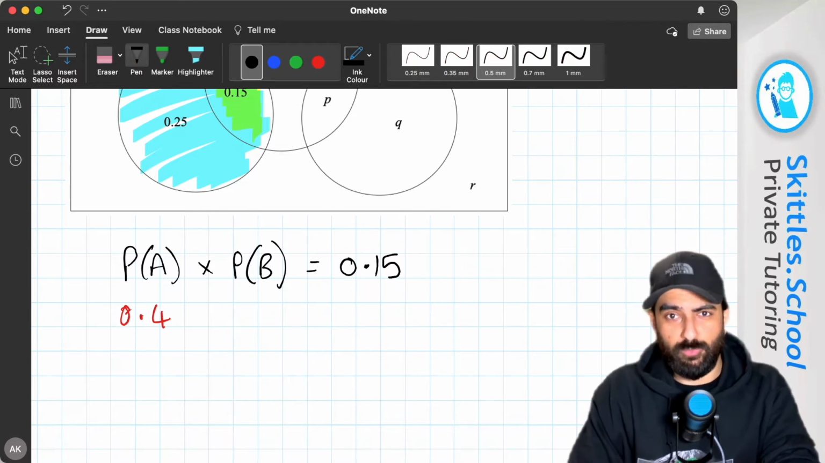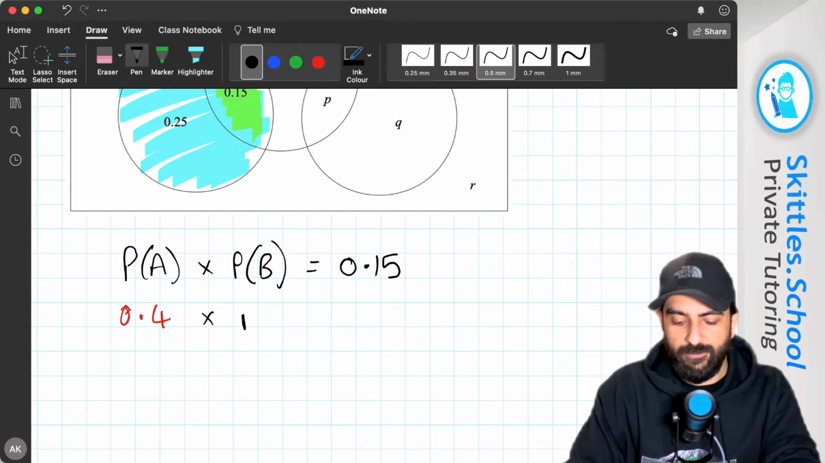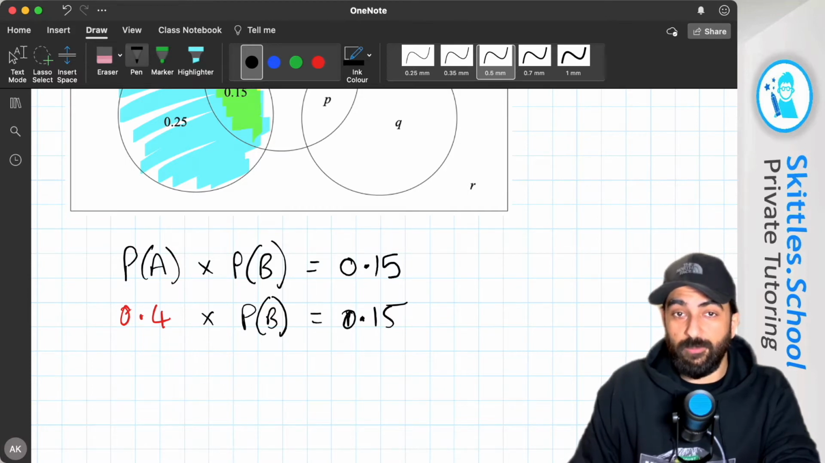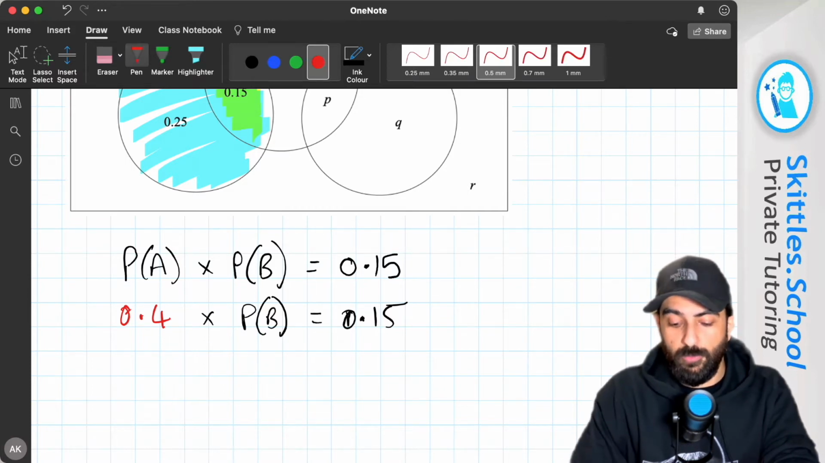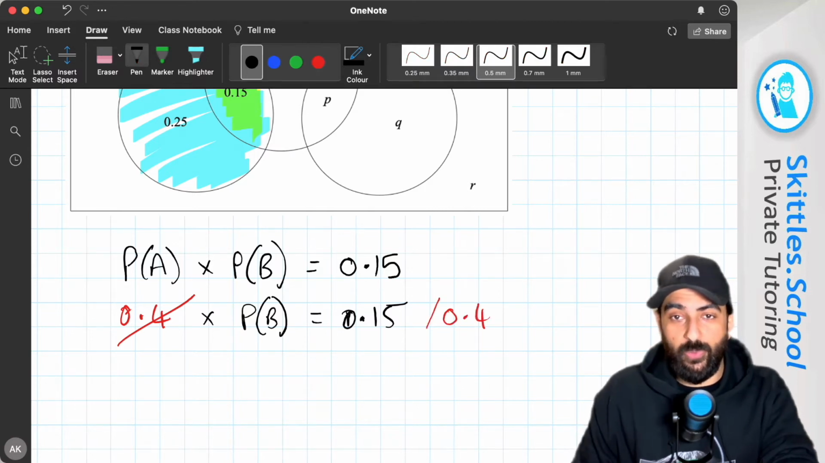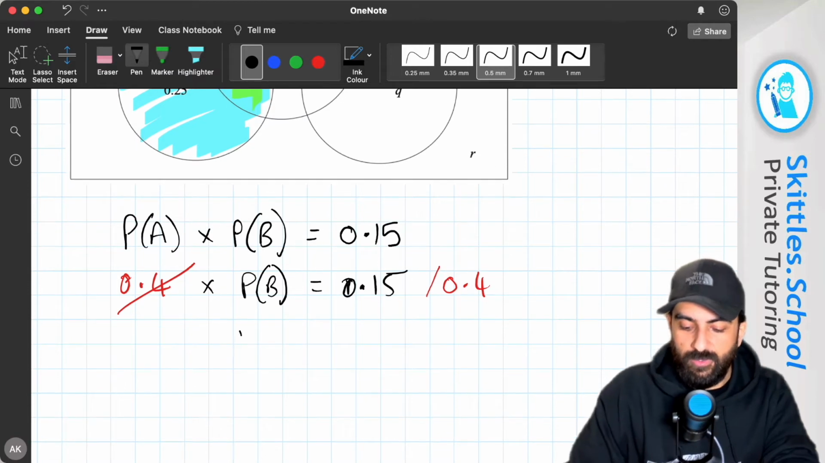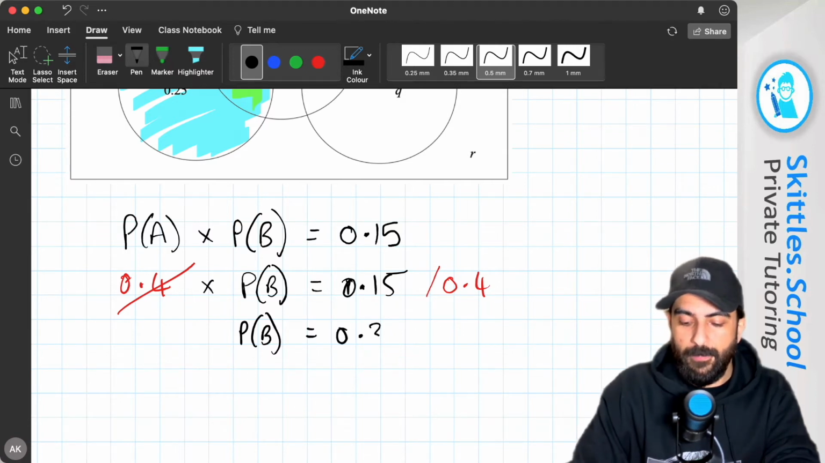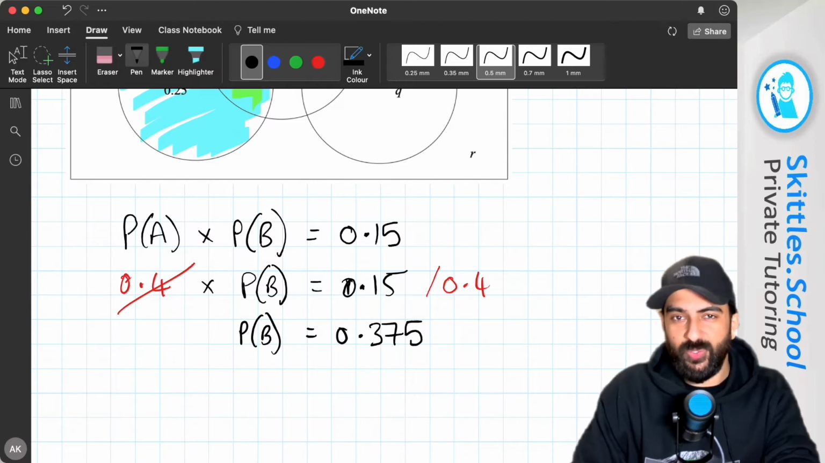Now we can do a little algebra to deduce the probability of B. If we divide both sides by 0.4, we know that the probability of B must equal 0.15 divided by 0.4, which equals 0.375. So now we know the probability of B.